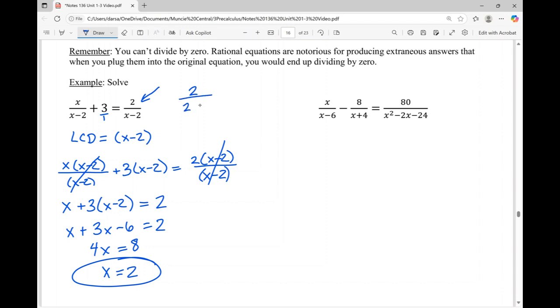We get 2 over 2 minus 2, which is 2 divided by 0. Is that allowed? No, it is not. We are not allowed to divide by 0. So actually, wait a minute. This answer is extraneous. So what is my answer here? If there's no answers, the answer does not exist, or there is no solution.